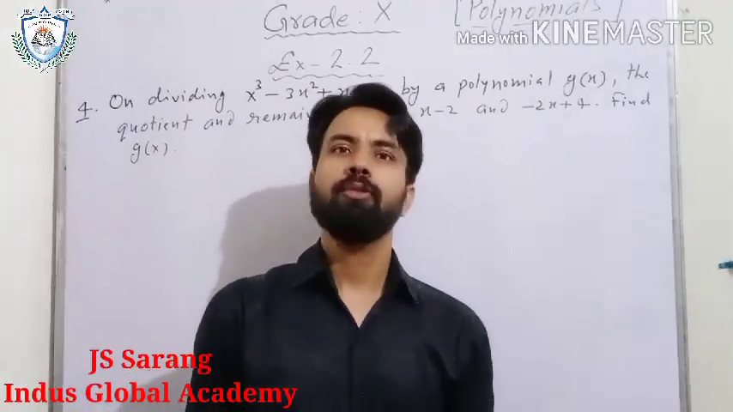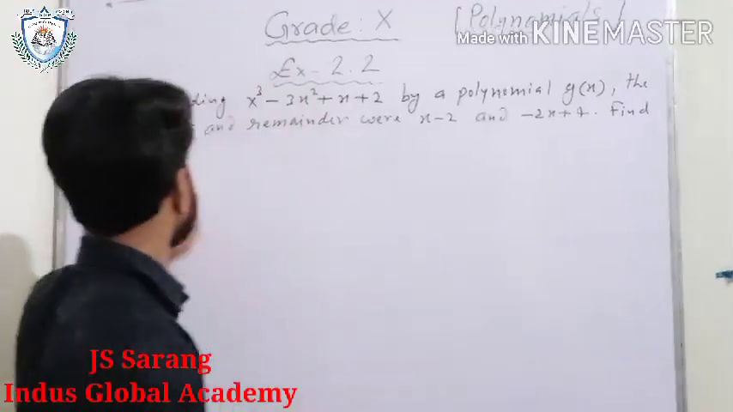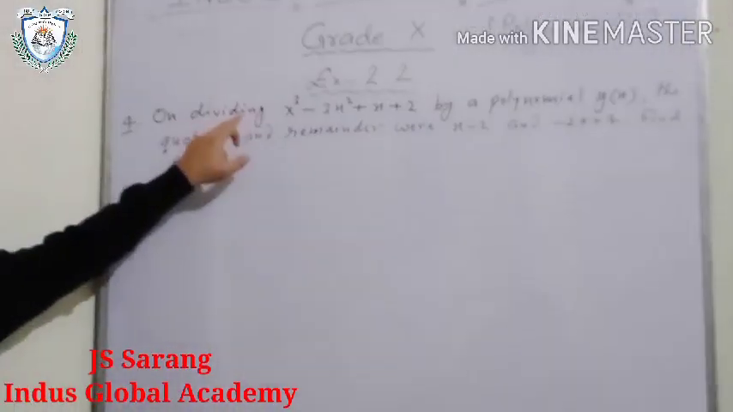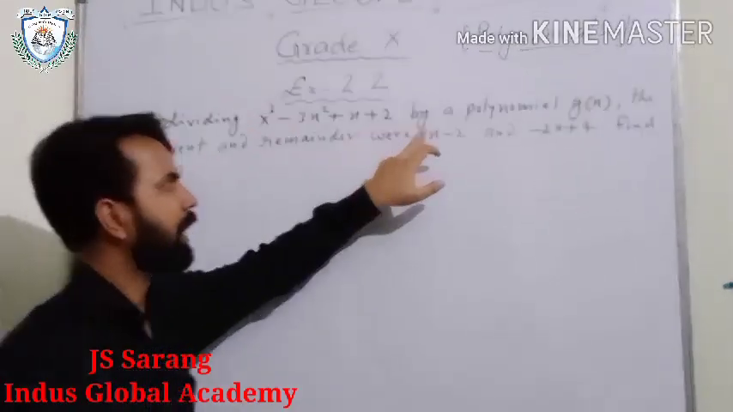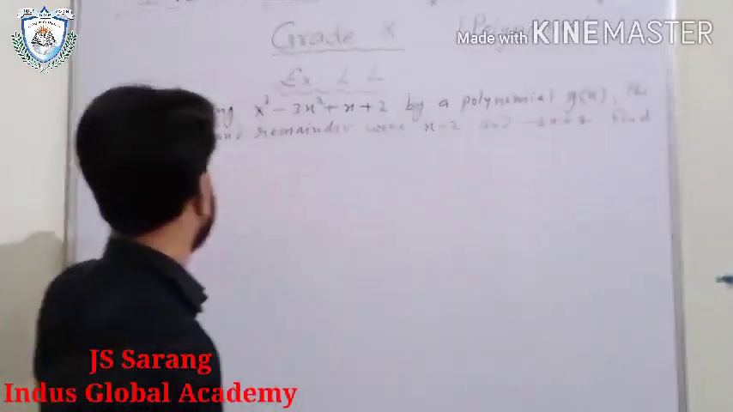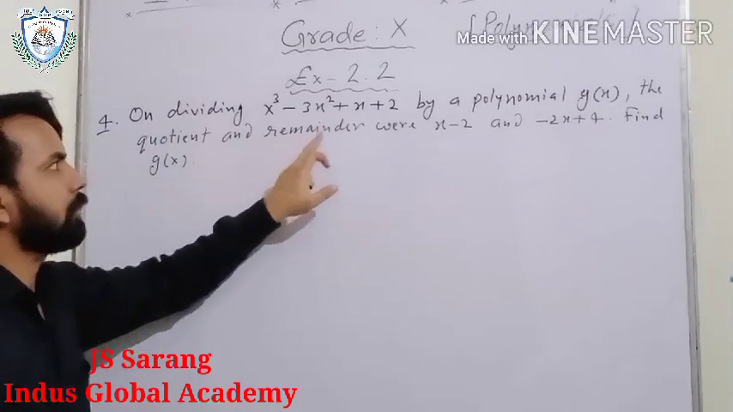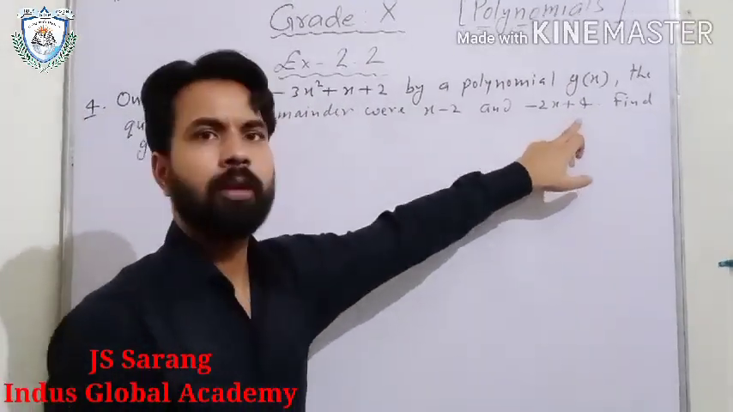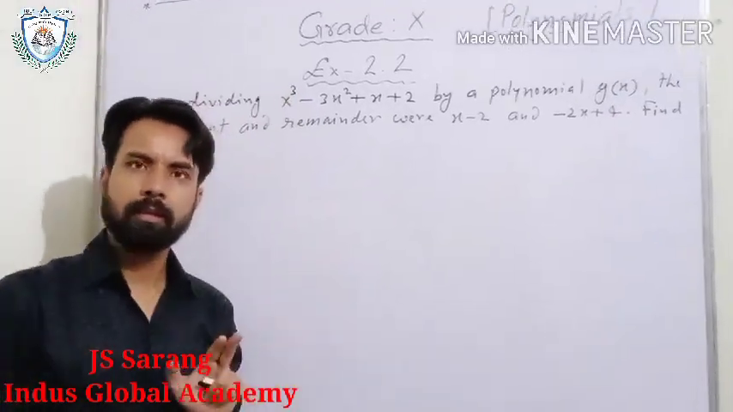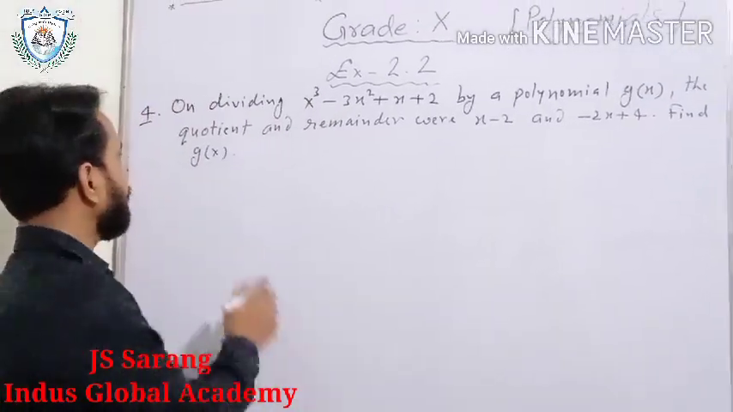The next question of this exercise is on dividing x cube minus 3x square plus x plus 2 by a polynomial g(x). The quotient and remainder were x minus 2 and minus 2x plus 4. Find g(x). Understood? So here something is given.